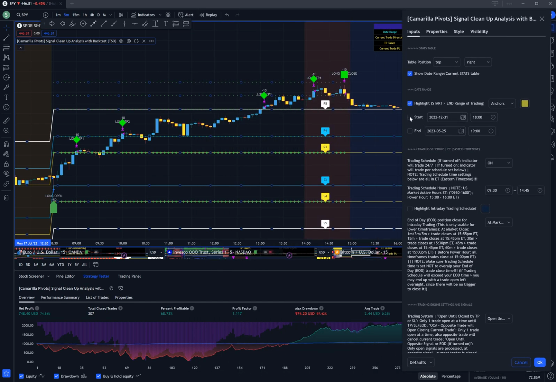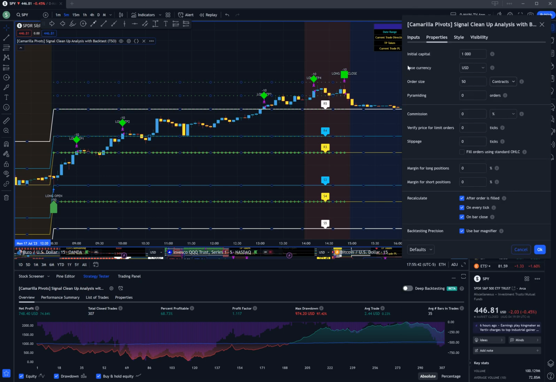The next one is date range. You can set a specific date range if you wish. If you want to see not this month but last month, you can set it up here. But mainly you could use it to start when you're gonna start using this indicator and start trading. Just set the date here, and you can compare and make sure it matches your real-time results.